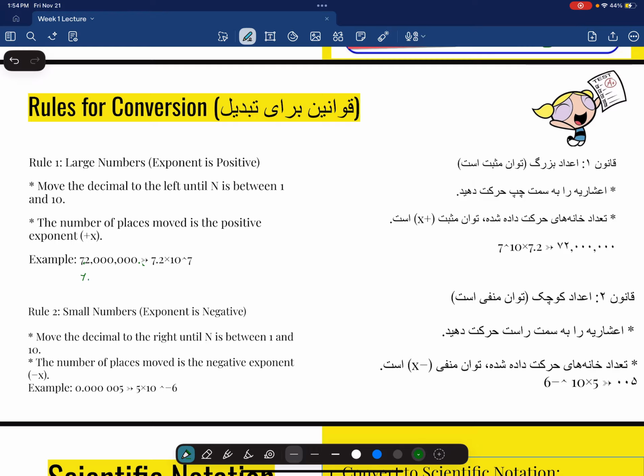We have 7.2 times 10, always times 10, and we moved the decimal 7 places, so 10 to the 7. We're not going to say negative 7, because we moved it to the left and didn't move it backwards, and this represents a larger number. So this is the scientific notation.